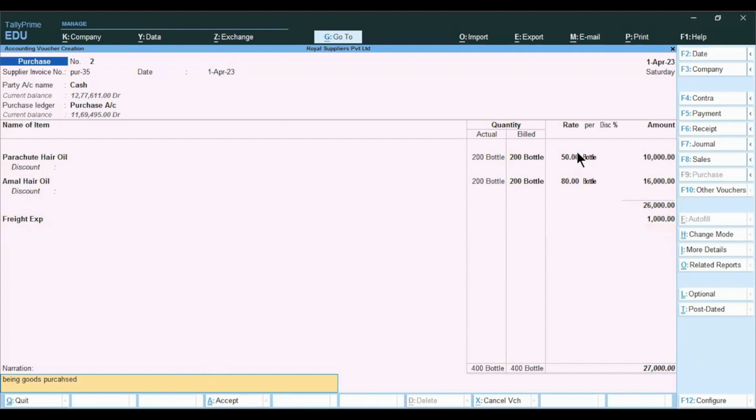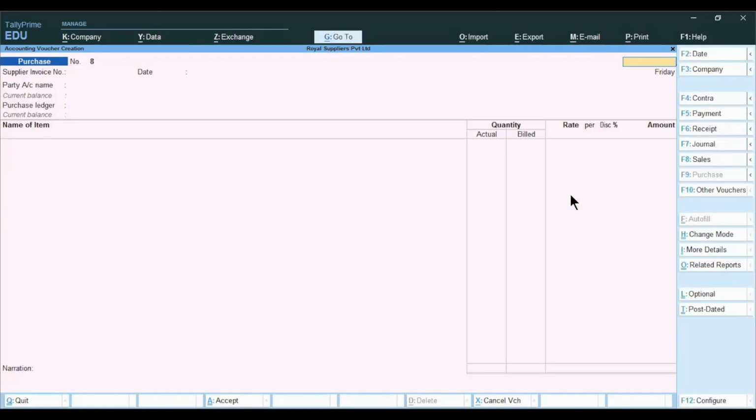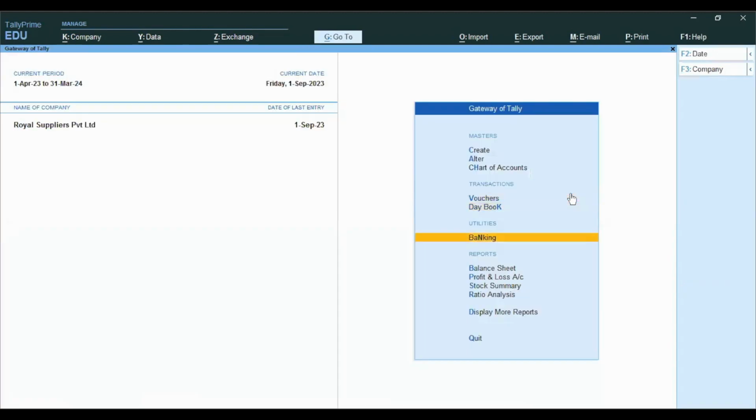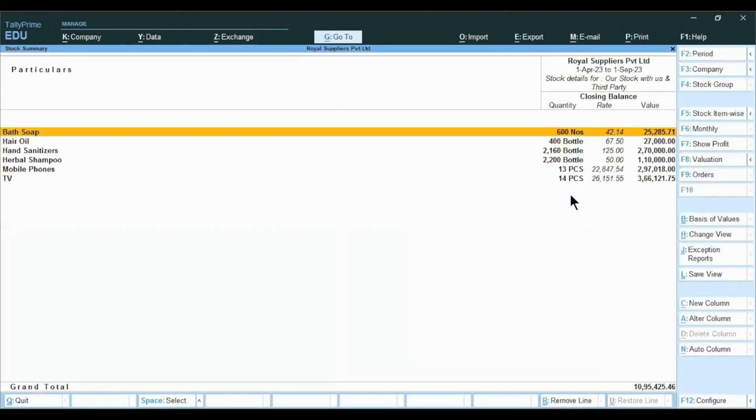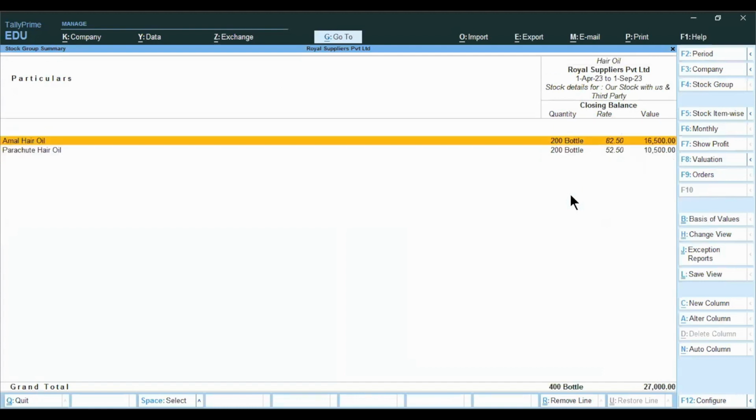Enter. As this is a cash purchase, it is asking only for the narration: goods purchased. Now in this invoice we have entered the rate per bottle, 50 for parachute and 80 rupees for amla hair oil. Press Ctrl+A and now check the stock summary. Go to stock summary, enter, and hair oil. See, amla hair oil is showing 82.50, whereas parachute hair oil is 52.50. It means that the 1000 gets added to each and every bottle's rate.